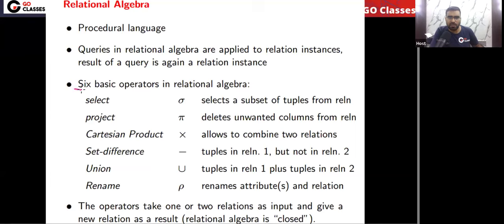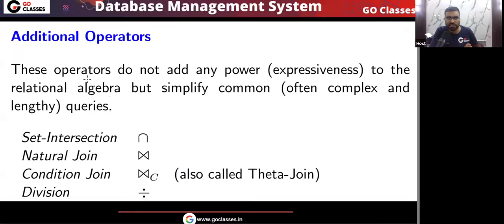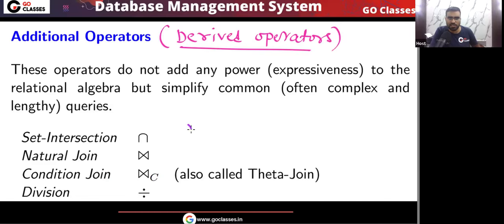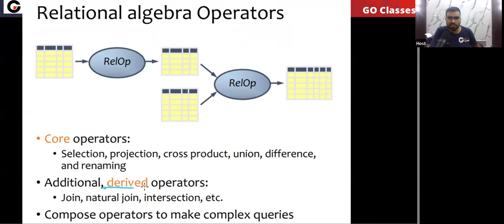First of all, we have seen 6 basic operations in relational algebra: selection, projection, Cartesian product, set difference, union, and renaming. We have already seen all of them. Then I told you there are some additional operations, or derived operations. These are the derived operators: intersection, natural join, conditional join, and division. So we need to study this division now. Is this clear? Division is a derived operation.